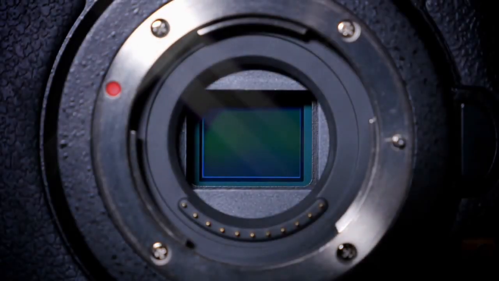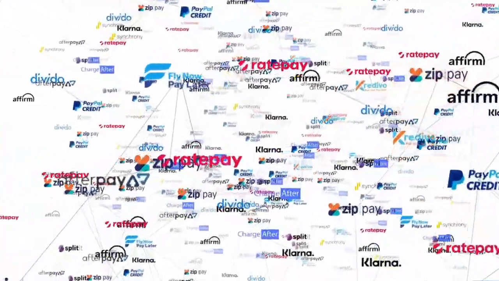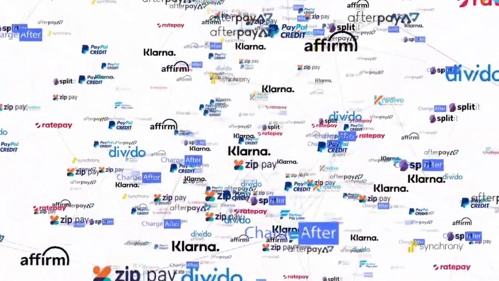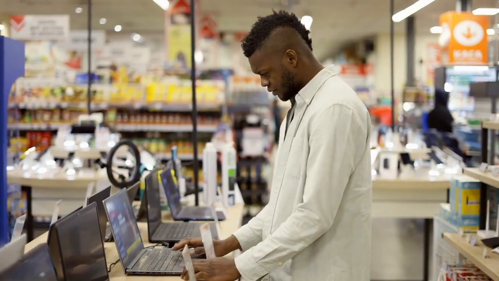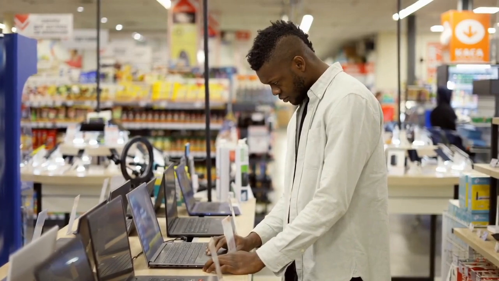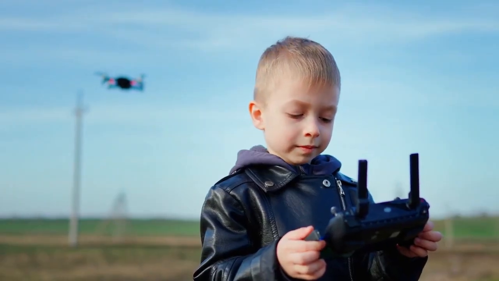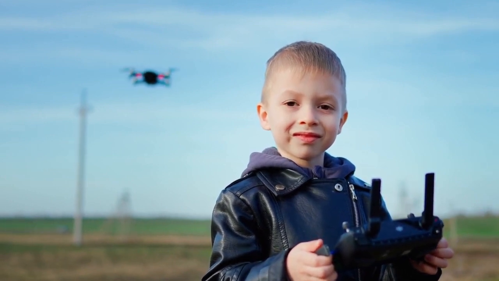The World Digital Video Federation, or WDVF, assigns a performance quality rating to each company's line of action capture cameras based on an array of factors, including image sensor size, LCD display screen size, image quality, number of models, camera housing, editing and sharing capabilities, and included accessories. Competition among rivals is likely to result in different PQ ratings for the camera offerings of different companies in forthcoming years. This is because buyers do not prefer to buy precisely the same quality camera with precisely the same performance features and pay precisely the same price.